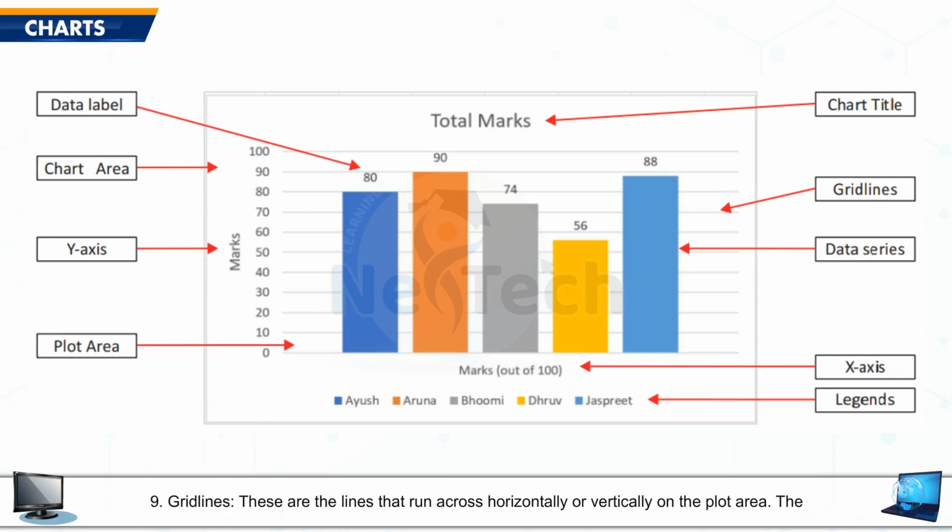Grid lines. These are the lines that run across horizontally or vertically on the plot area. The display of grid lines may vary depending on the selected chart type. Grid lines help the users to read and analyze the values plotted on the chart. The users can choose to show or hide the grid lines as per their requirement. Data label. It refers to the text element that describes individual data value.